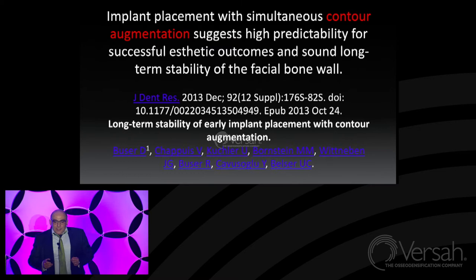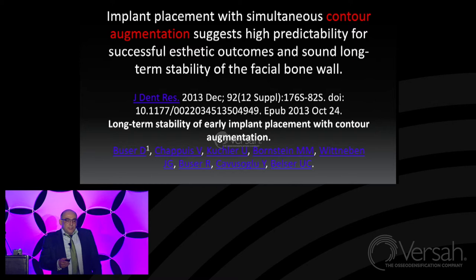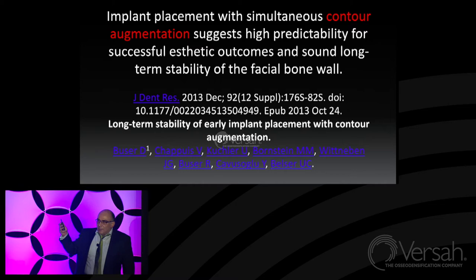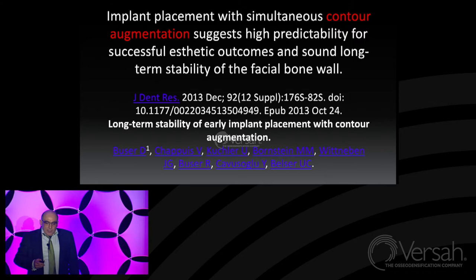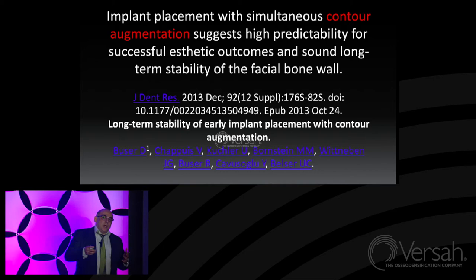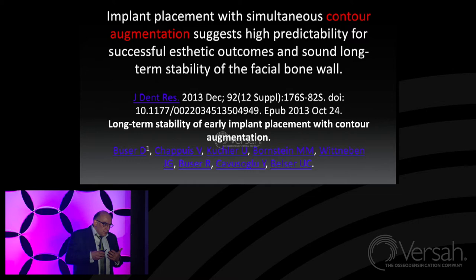Implant placement with simultaneous contour augmentation suggests high predictability of successful aesthetic outcomes. We saw in the cases shown by the honorable lecturer today many cases which support this idea. So when we do osseodensification, when we expand our thin ridge, we always try to have at least 2 millimeters, maybe more, of bone surrounding the implant.